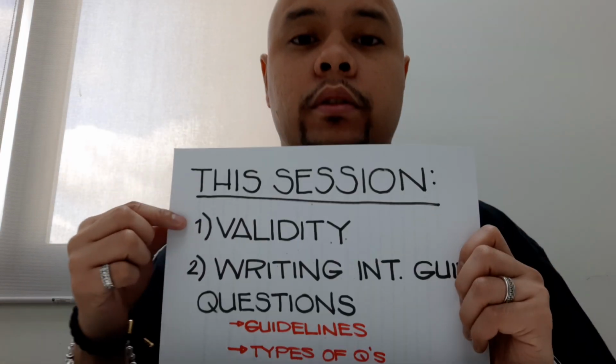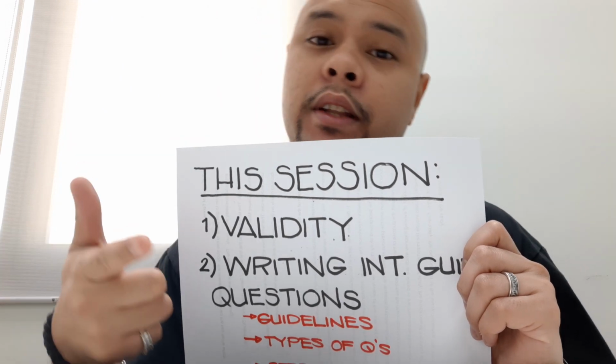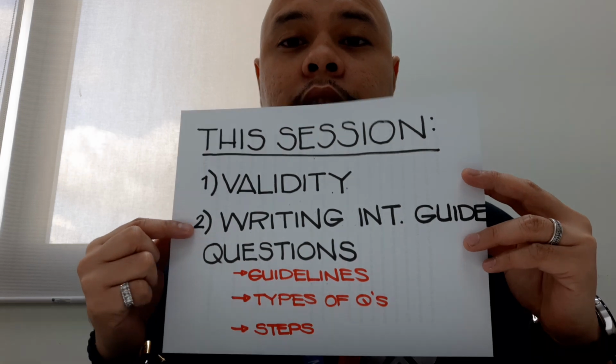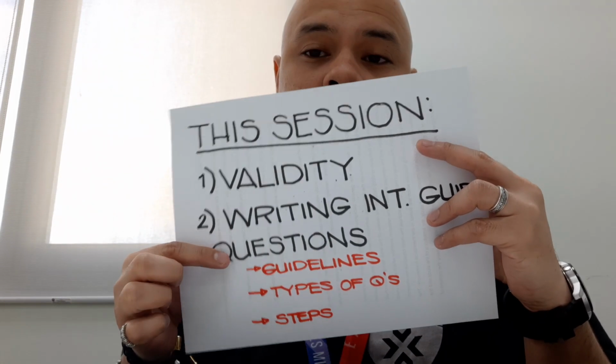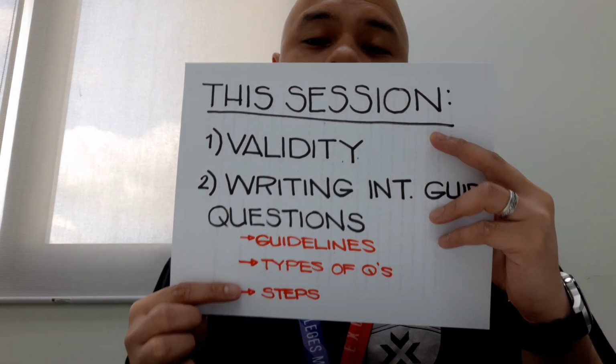Okay, to begin, let's give an overall structure as to what we will be discussing in today's video. First we are going to talk about validity. This one is validity both in assessment and in research. And next we are going to proceed to the writing of the interview guide questions, subdivided into the guidelines, the types of questions that you can ask, and the steps that you will have to take in constructing these interview guide questions. Okay, let's begin.